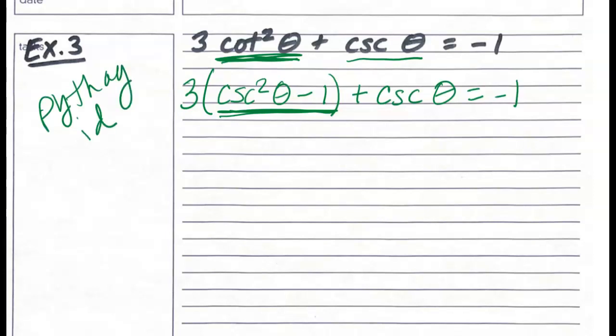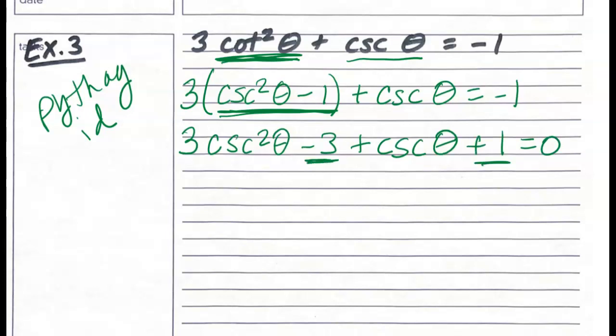Now let's just clean up the equation. We're going to distribute that 3. So 3 cosecant squared theta minus 3 plus cosecant theta. Remember, you always want your equation equal to 0. So I got to bring this one over. So plus 1. Okay, now I can combine some stuff. This guy and this guy. -3 plus 1. Good job. So what, minus 2? After I made fun of it, I couldn't figure it out.